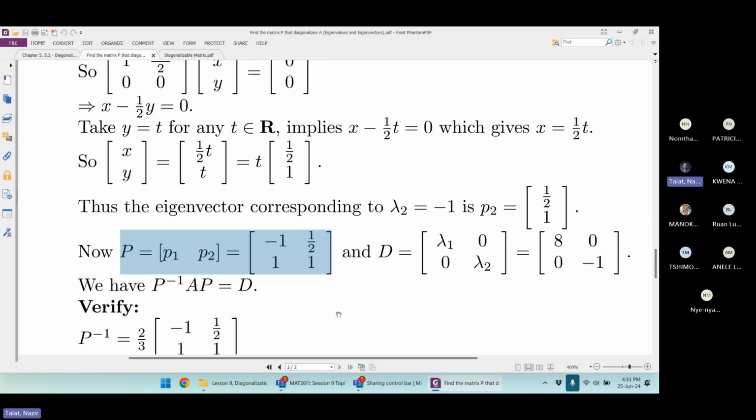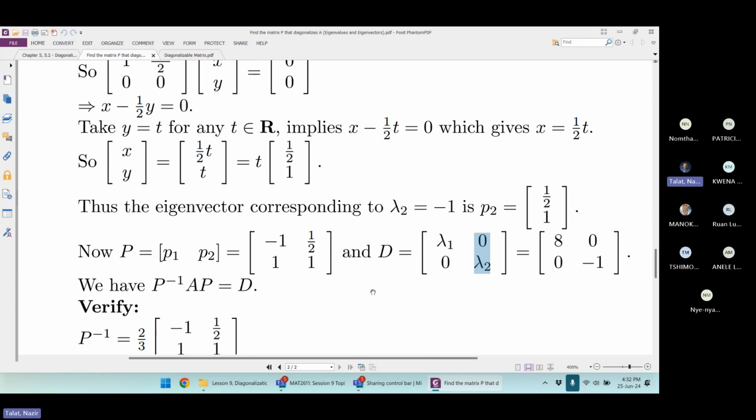So if this is so, then with the combination of that, we can make a matrix D, which is a diagonal matrix. In the diagonal matrix, you just put the diagonal entries: lambda 1, the first eigenvalue, in the place of the first entry, which is 8. And the second eigenvalue is minus 1, just put it over here. So it will give you the diagonal matrix with 8 and minus 1. So this is the D.